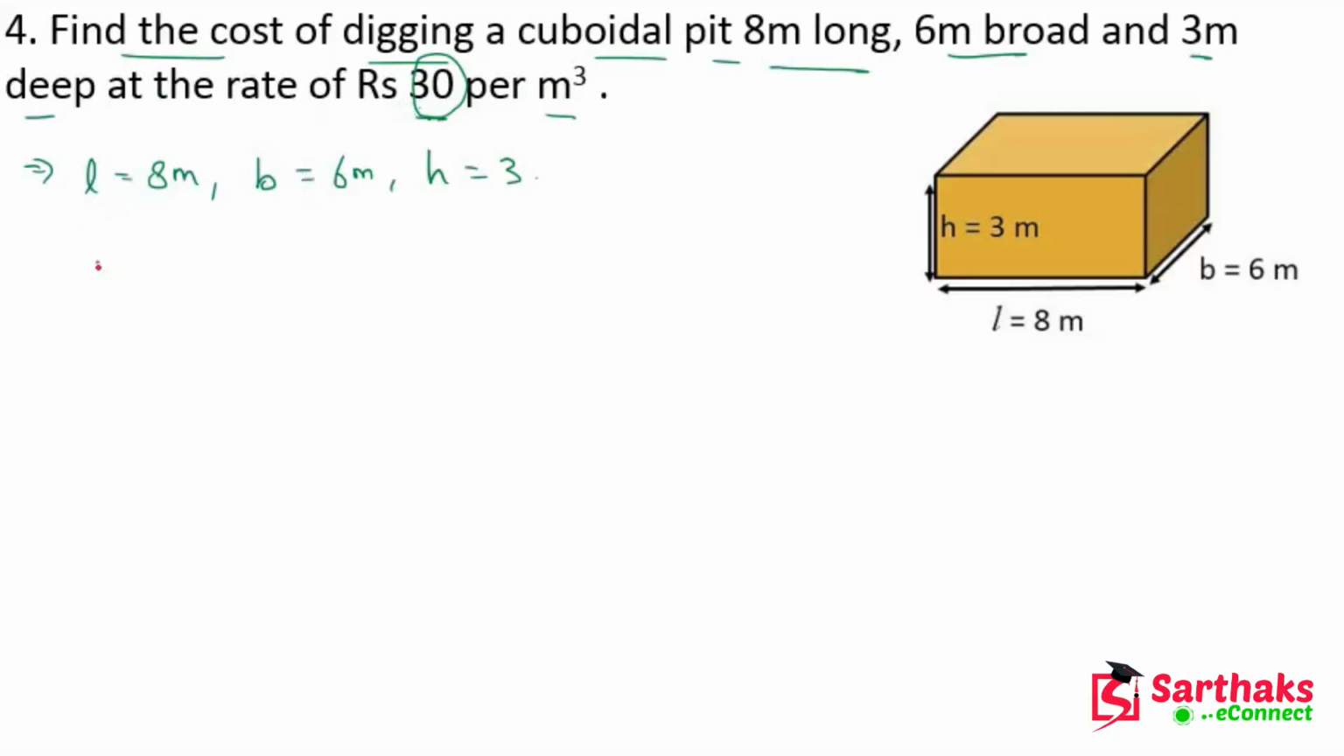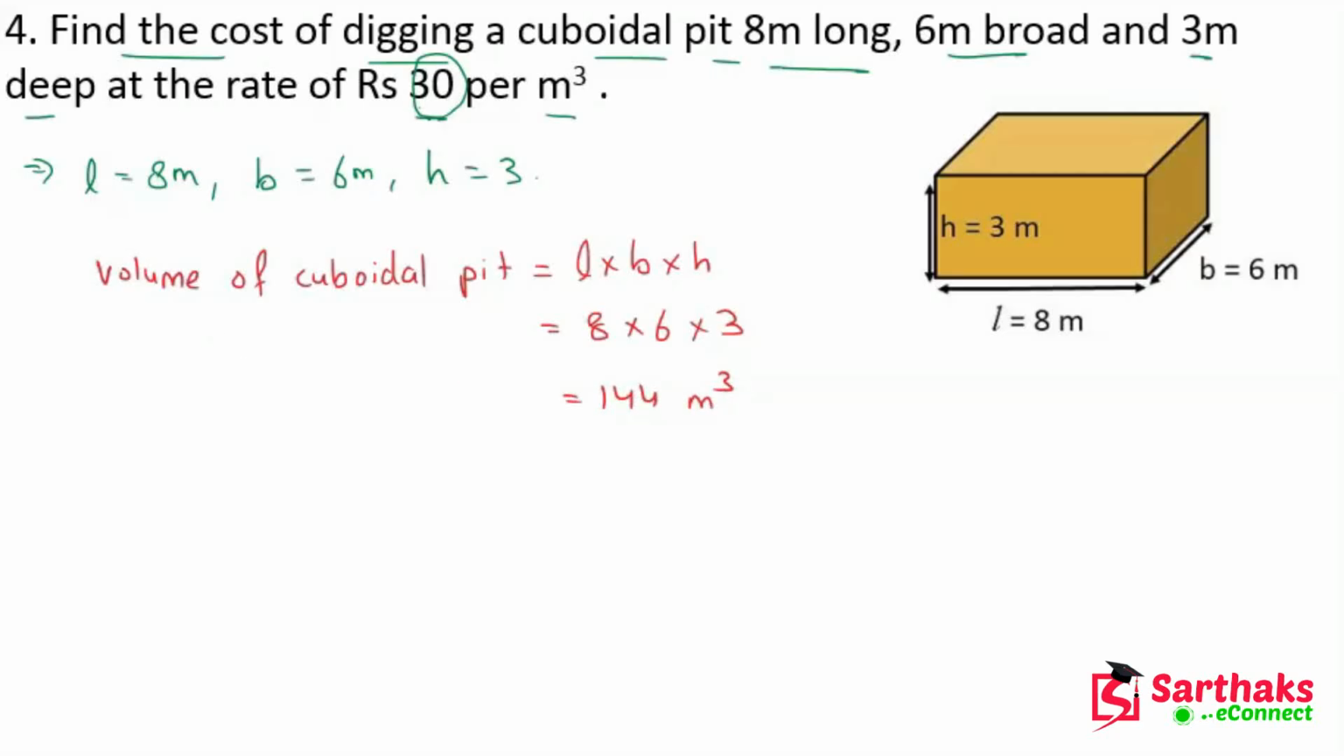Now volume of cuboidal pit is equal to L into B into H. So L is 8, B is 6 and H is 3. After solving this, we get 144 meter cube. Now cost of digging 1 meter cube is rupees 30, and we have to find for 144 meter cube.